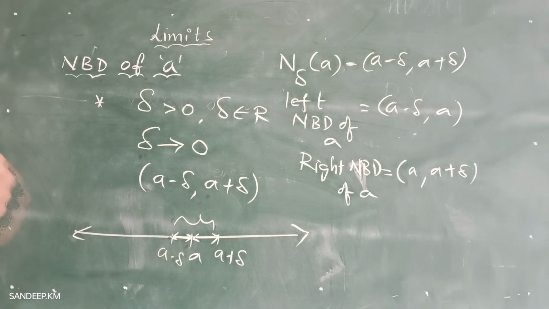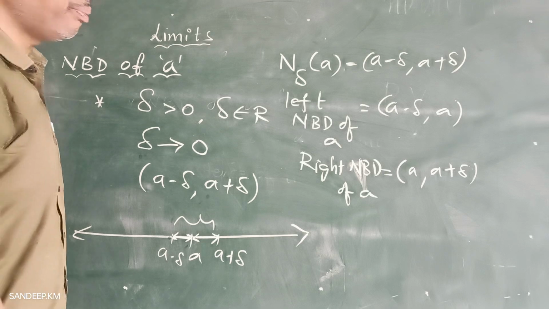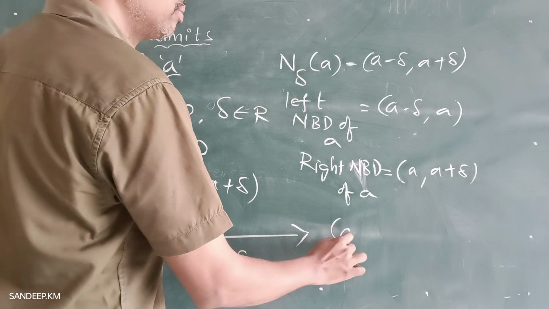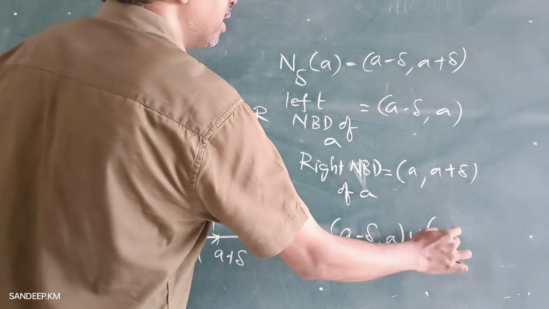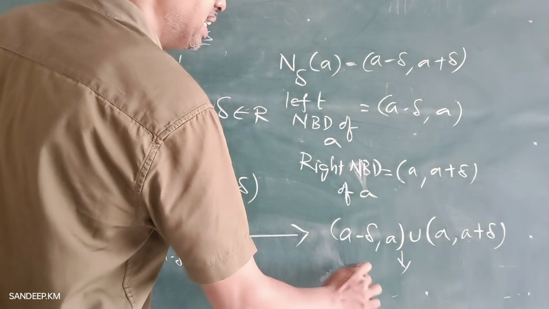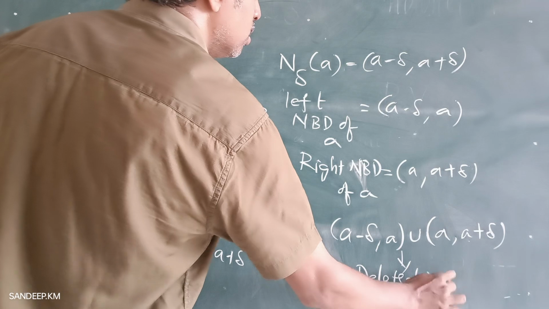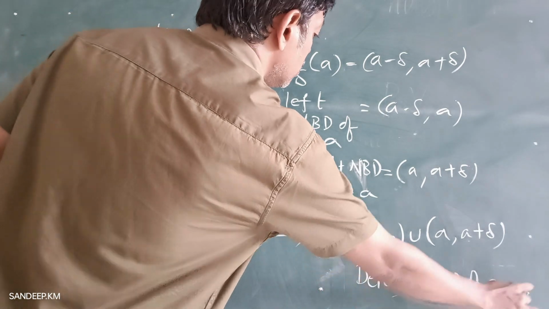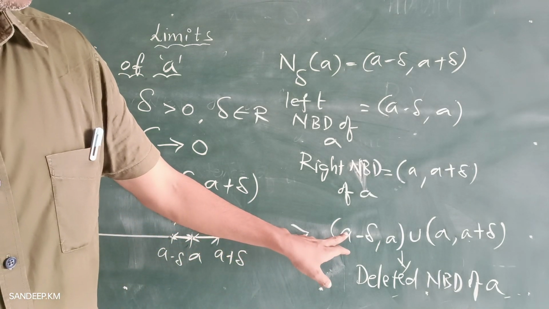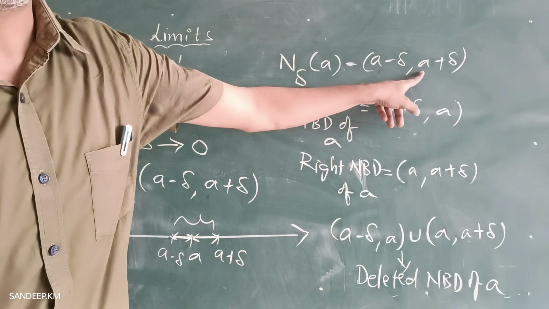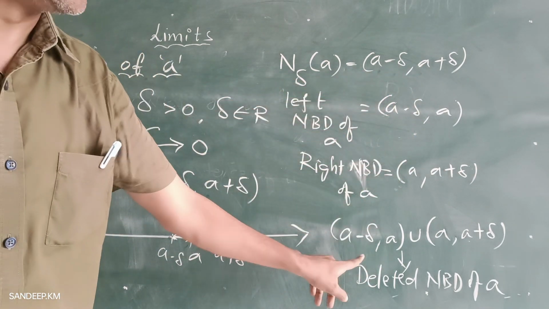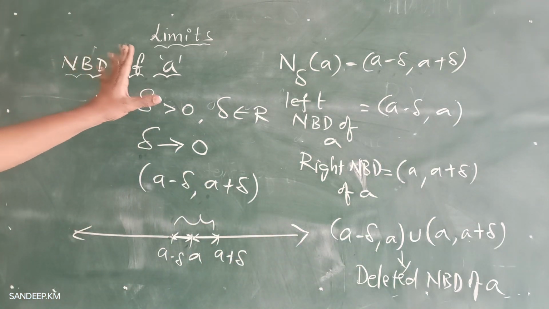So you understood about the neighborhood of a, and at the same time, if I take the union of these two, the left neighborhood and right neighborhood, a minus delta comma a union a comma a plus delta, then this particular interval is called the deleted neighborhood of a. Which means that it is an interval from a minus delta to a plus delta without a. Now a is deleted from this particular interval, so we get the deleted neighborhood of a. Now you understood about neighborhood of a.